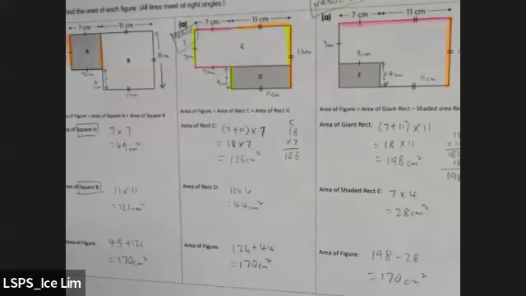1, 5, 6, 7, 8, 9, 10, 11, 12, 13, 14. Okay, that's not 14. Oh, God. Yeah.